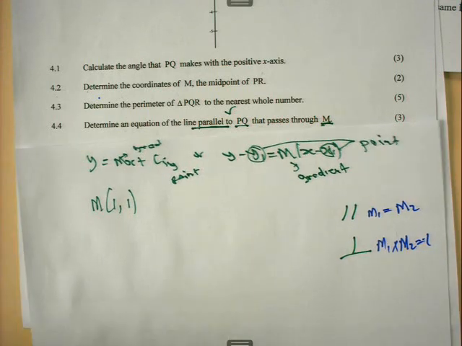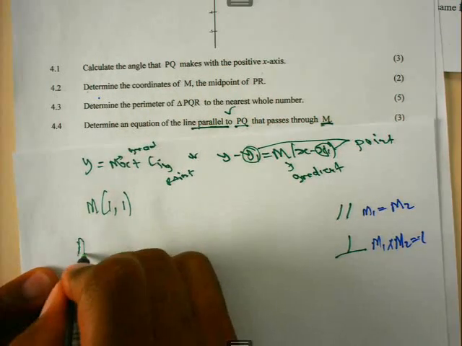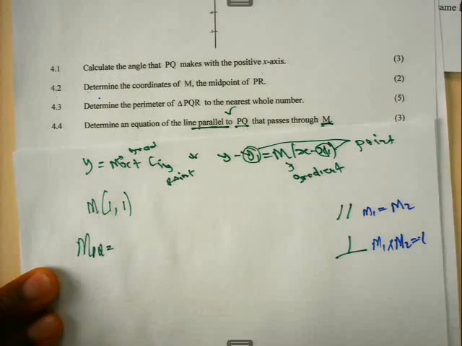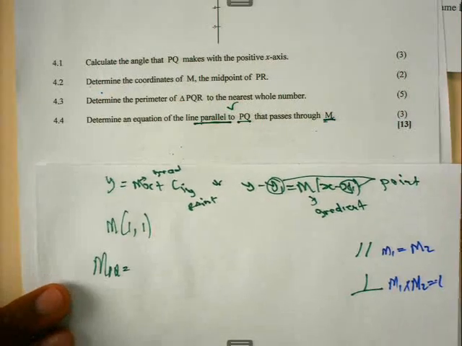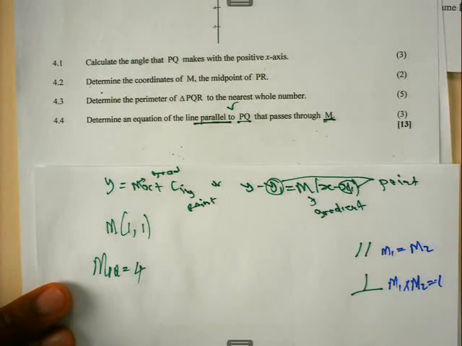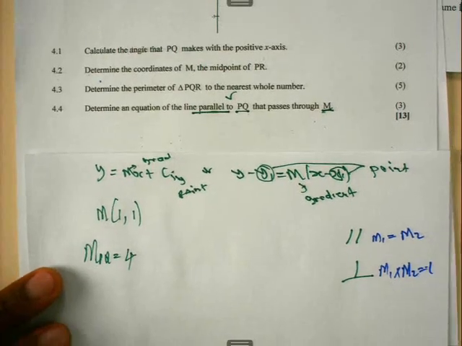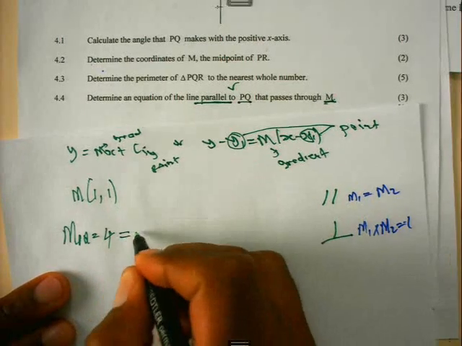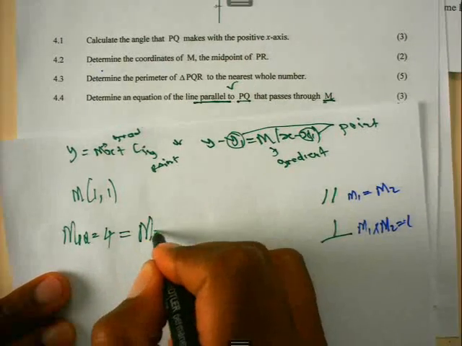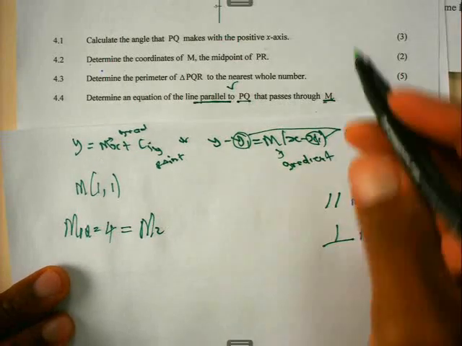Good. Now, let us look at this one. We have the gradient of PQ. What is the gradient of PQ? You said the gradient of PQ is equal to 4. Now, it means the gradient of PQ, which is 4, is equal to the gradient of the second line there, which passes through M.